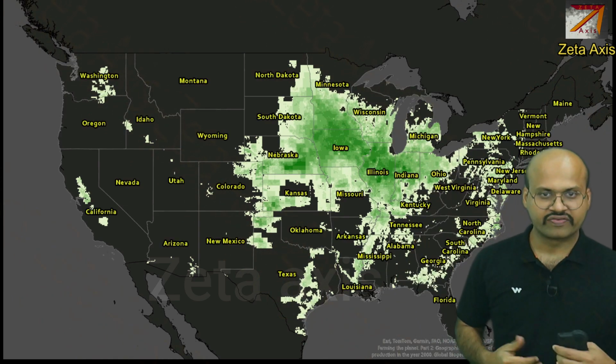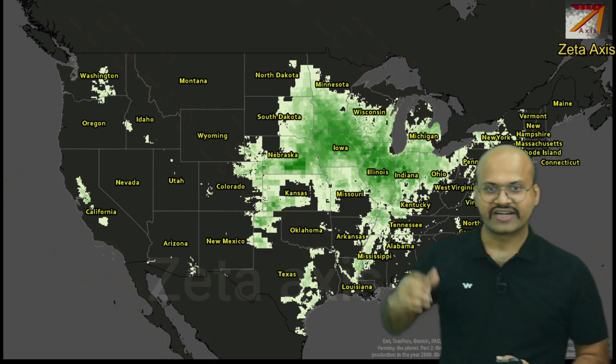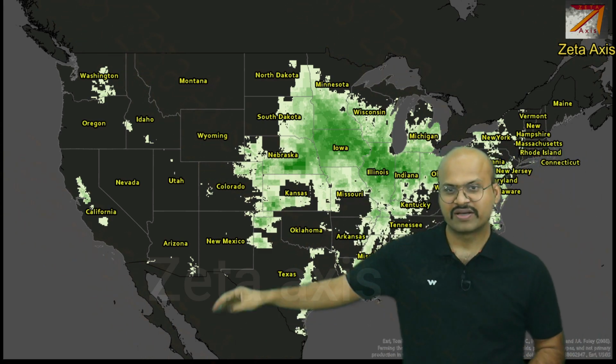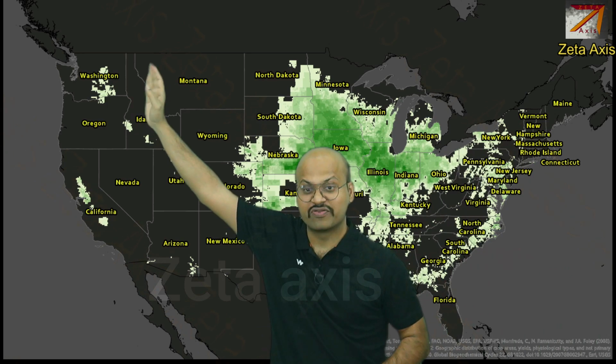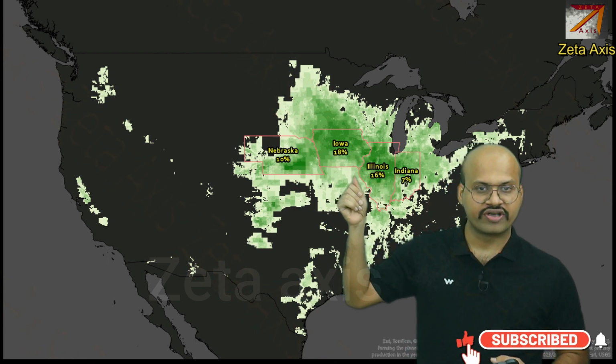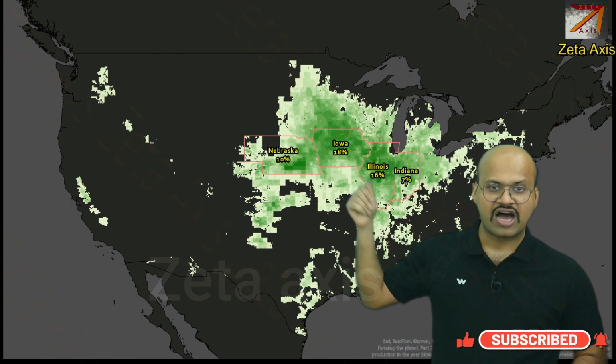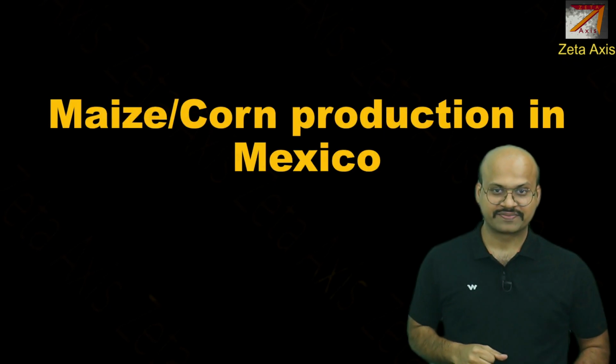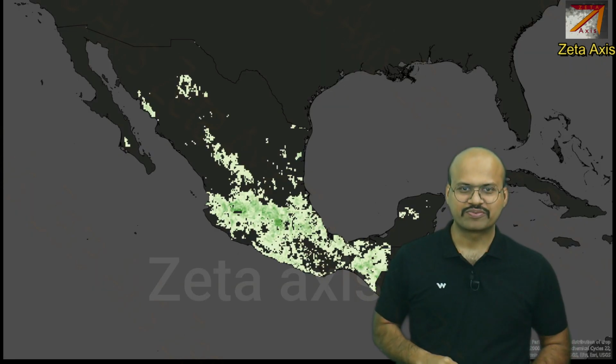Here is the spread of states across which we can see that corn is produced. There is some corn production on the western coast as well as in Washington and California. But most important states are Nebraska, Iowa, Illinois, and Indiana, where Iowa and Illinois have the first and second position in maize or corn production of United States. Now let's see maize production in Mexico.